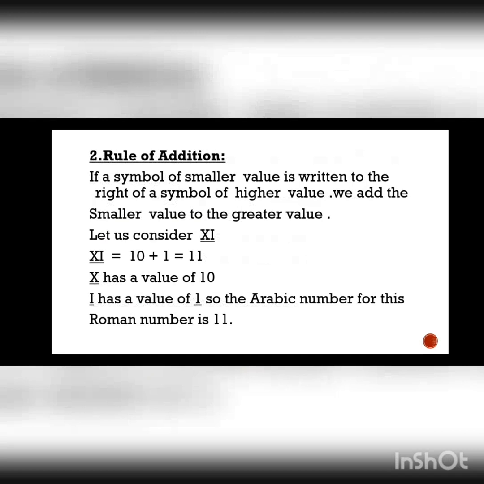Now, let us look at the second rule. Rule of addition. If a symbol of smaller value is written to the right of the symbol of higher value, we add the smaller value to the greater value. Let us consider XI is equal to 10 plus 1 is equal to 11. X has a value of 10, I has a value of 1, so the Arabic number for this Roman number is 11.